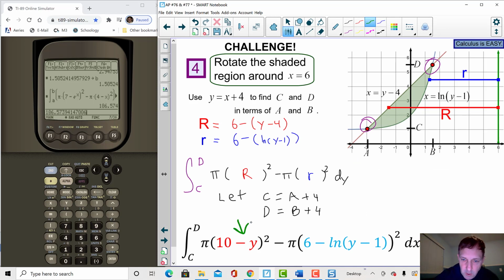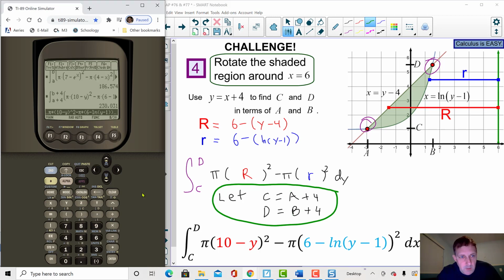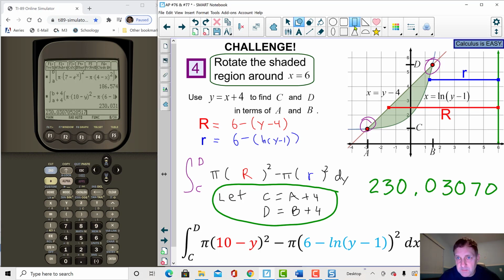We plugged in the big R, we plugged in the little r, and we need to write what c and d are equal to. Remember, to get c, that's like the y value. All we had to do was take the x value and add 4. Same thing for d, we just had to take the x value and add 4. All right, we plug this in our graphing calculator, and we're getting 230.031. We're going to go ahead and truncate it, so I'm going to put a box around it, and that's our final answer.